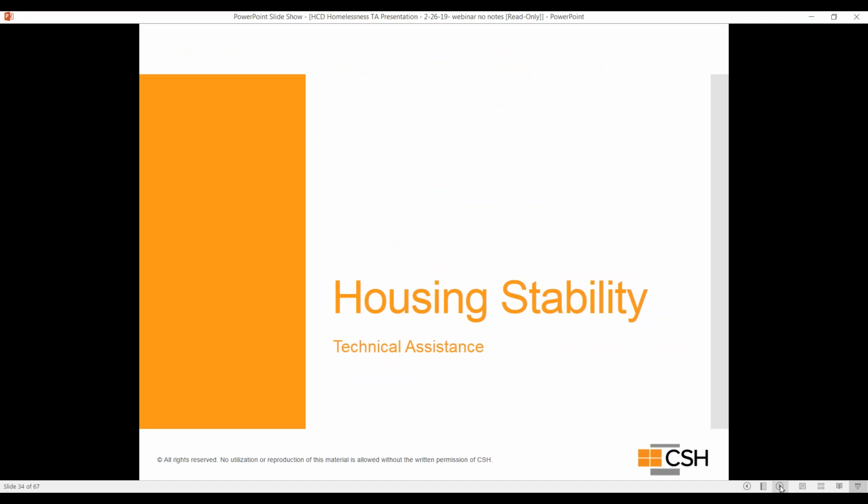So CSH has been contracted with HCB to provide housing stability to counties and continuum of care providers who are eligible for either or both the California Emergency Solutions Grant and the No Place Like Home programs. Under the housing stability contract, CSH can work with communities to improve exits from homelessness from various interventions such as diversion efforts, emergency shelter, transitional housing, and ultimately to help improve stabilizing households in supportive housing.